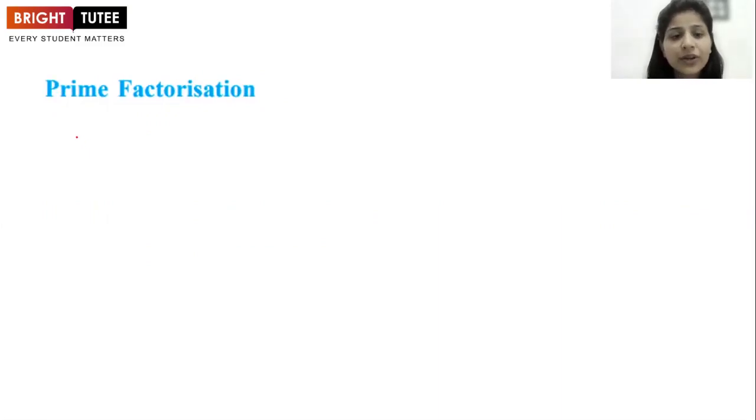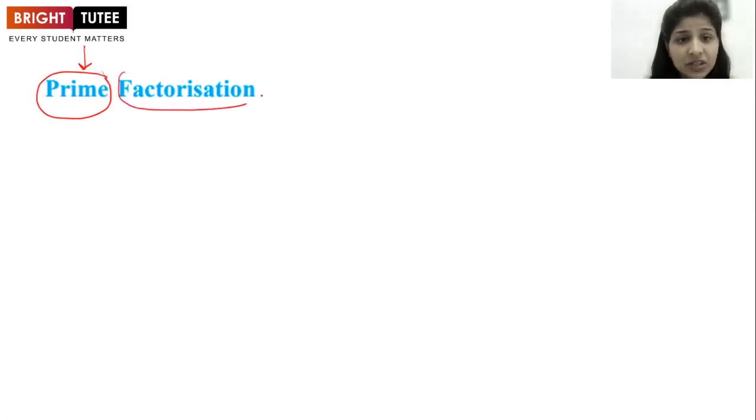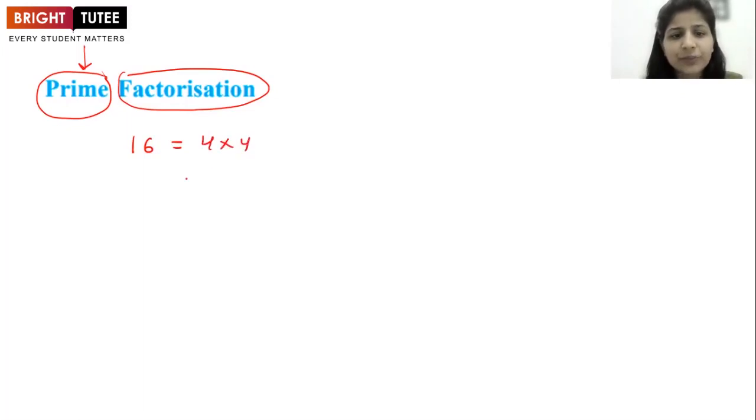Now we are going to discuss prime factorization. What is prime factorization? As the name says, it will include prime numbers. Factorization means, just see, 16: if I write it as the product of its factors, I can write it as 4 into 4, or 2 into 8. When I write like this, I say that 16 is factorized. It is just known as the factorization of 16.